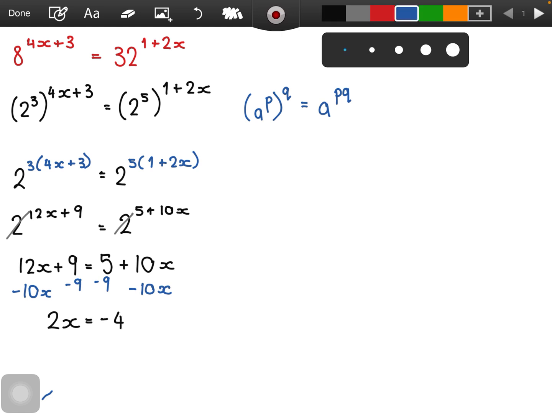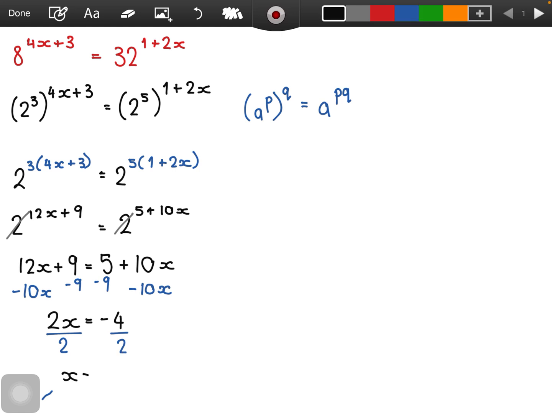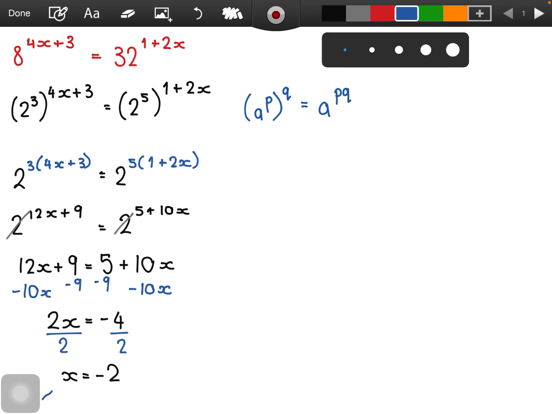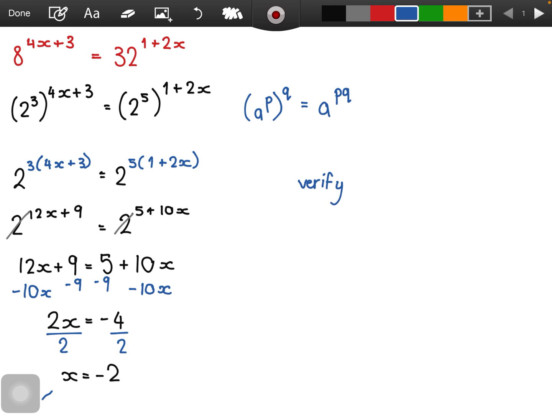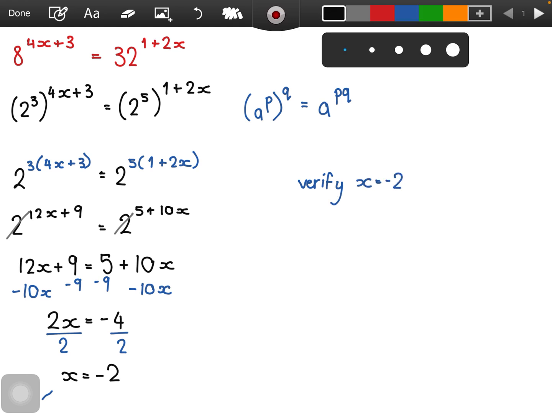And I want to get rid of the 2 that's multiplying the x, so I'm going to divide both sides by 2 here. So I end up with x as minus 2. If you want to verify your answer, to verify that x is minus 2, just sub it back in.